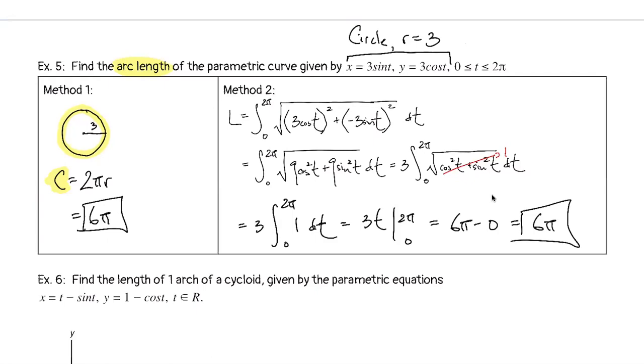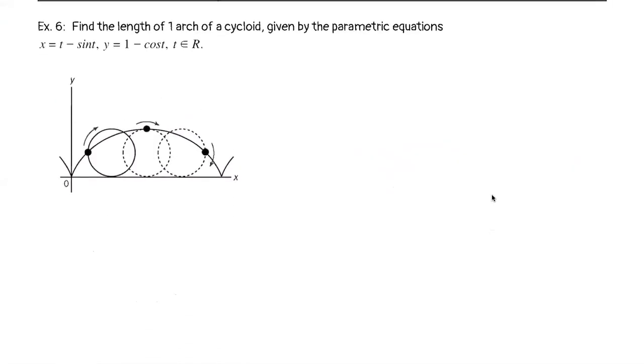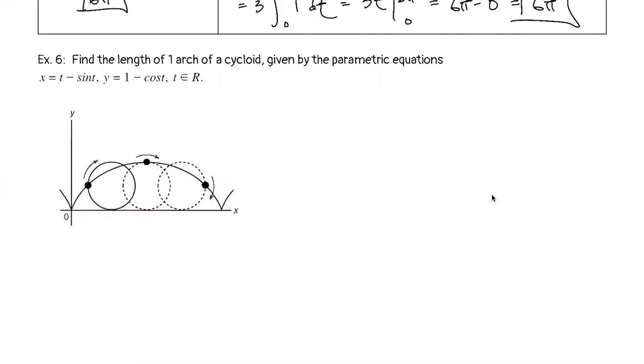Okay. All right. So we've got one last question here, which is example 6. Example 6 says this: find the length of one arch of a cycloid, which is given by the parametric equations x equals t minus sine t and y equals 1 minus cosine t. So as you get into higher math, one of the neat things is you'll see all these special kinds of shapes, and the cycloid is one of those, okay?